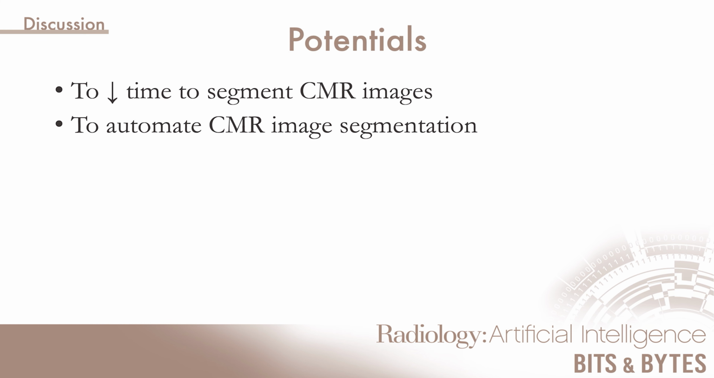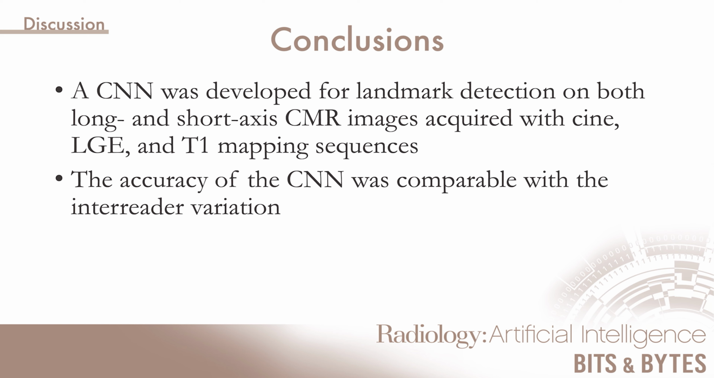The potentials of this study are to decrease time to segment cardiac MRI images and to automate cardiac MRI segmentation in the future. So in conclusion, a CNN was developed for landmark detection on both long and short axis CMR images acquired with CNA, LGE, and T1 mapping sequences. The accuracy of the CNN was comparable with the inter-reader variation.